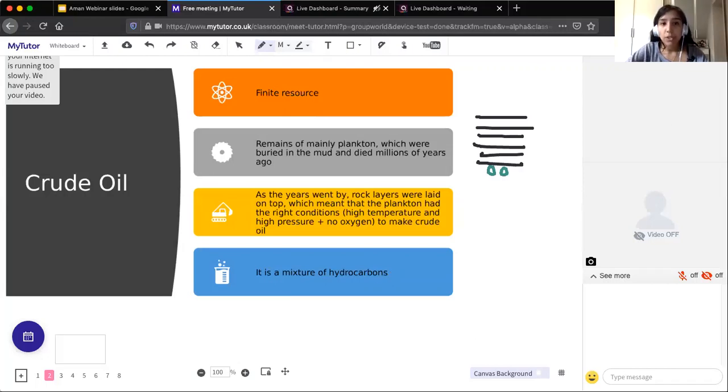Excellent. So just as a quick recap of this slide, crude oil is non-renewable. It will run out at some point. It's formed from plankton, which are tiny organisms, and they've been buried in the earth. Lots of rocks have been placed on top of them, which has created the 3 conditions to produce crude oil, which is high pressure, high temperature, and no oxygen, which is essentially anaerobic. So remember that another word for no oxygen is anaerobic, and that produces crude oil. And crude oil is a mixture of hydrocarbons, which is great.